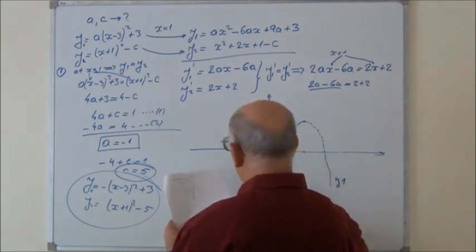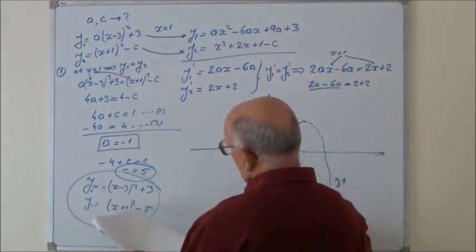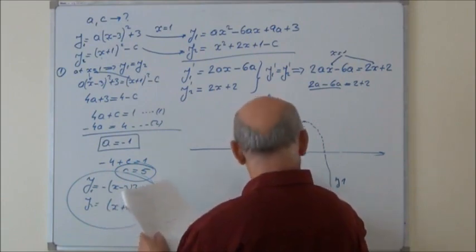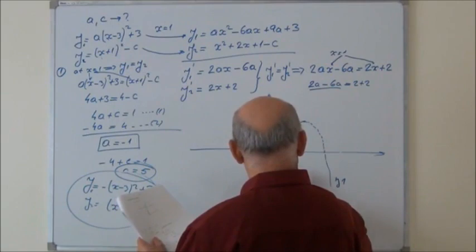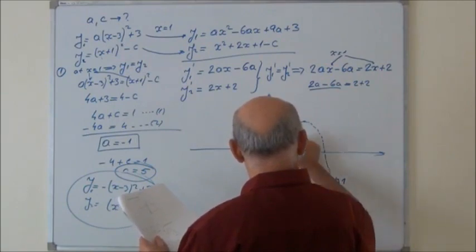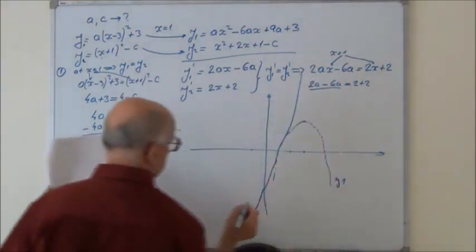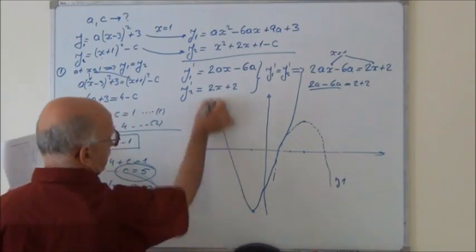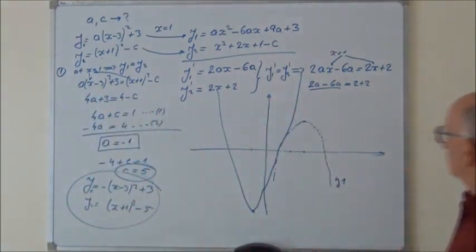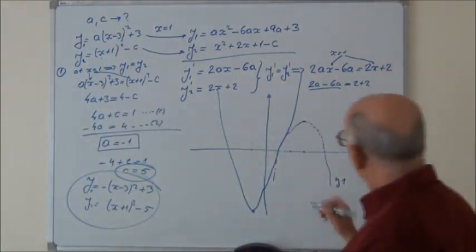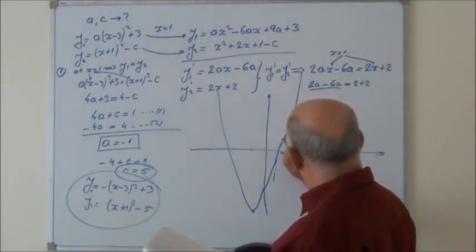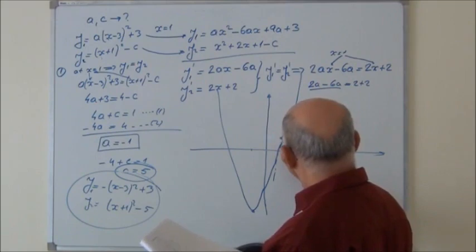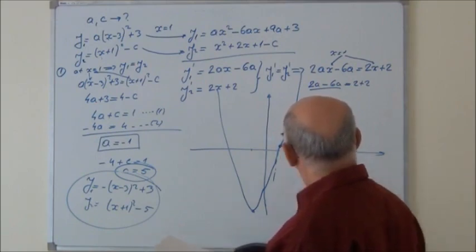This parabola, 4 is the y-intercept, so this parabola goes somehow like this. Anyway, it's not really easy on a whiteboard to sketch an accurate graph. So that is joined smoothly at x equal 1, somewhere here, at this point.